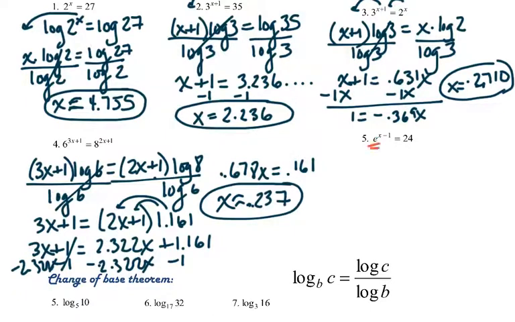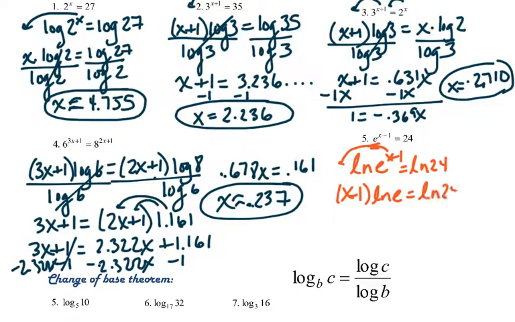The last one here, number 5, has an e. And so when we have an e, instead of the log of both sides, we're going to use the natural log of both sides. Why? Well, I'm going to get a little present here. The natural log of e. What do you think the natural log of e is?